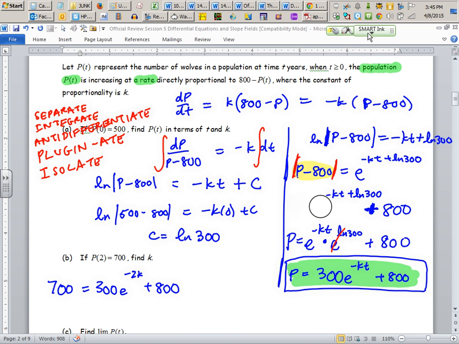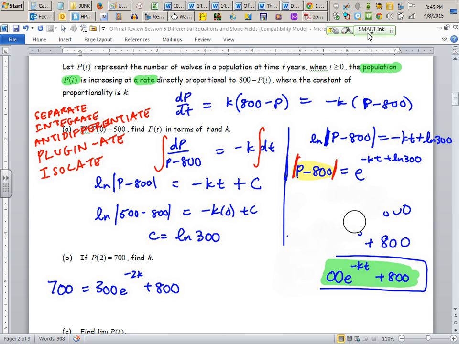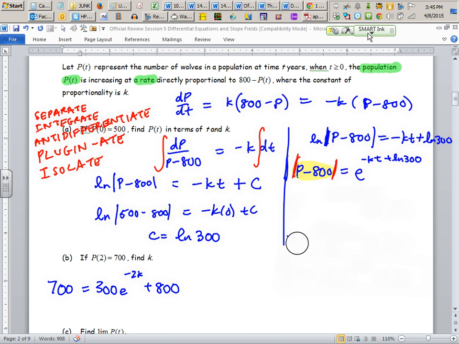I feel like I need to clean this up a little bit. You don't have to erase all of yours. You could probably squeeze yours in, but we do have a negative error here. How do you get rid of an absolute value? You can call it a plus or minus on the right. Okay, so p minus 800 is plus or minus e to the negative kt plus ln 300.